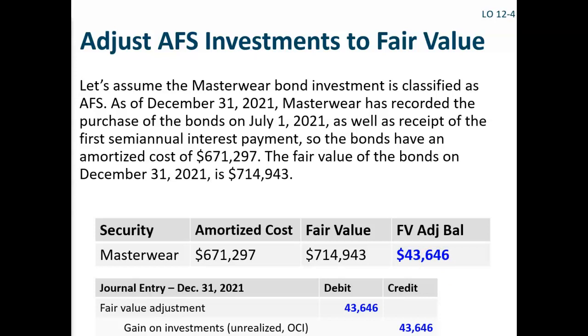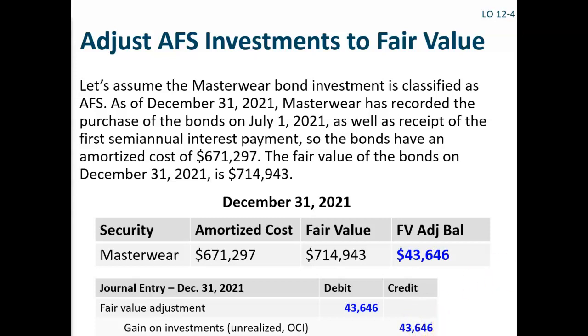United will recognize whatever unrealized holding gain or loss is necessary to move the fair value adjustment from its current balance, which is zero. So the journal entry United will make at December 31st, 2021 is debit fair value adjustment, $43,646, credit gain on investments, reported in other comprehensive income, $43,646.